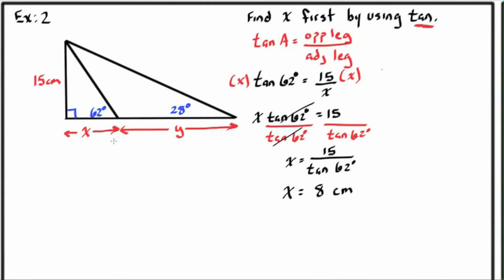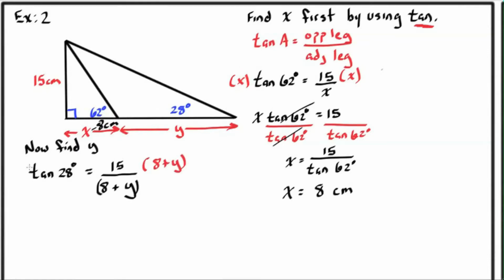Now we can find y. So tangent of 28 degrees equals opposite, which is 15, over adjacent, which is x plus y. Well, x is 8. So I need to multiply 8 plus y to both sides to get that y part in the numerator. And then I can divide tangent 28 to both sides.